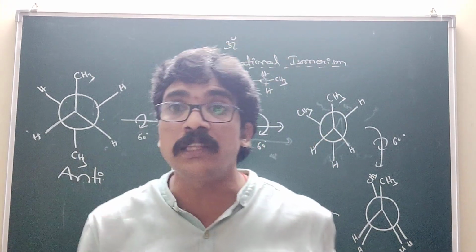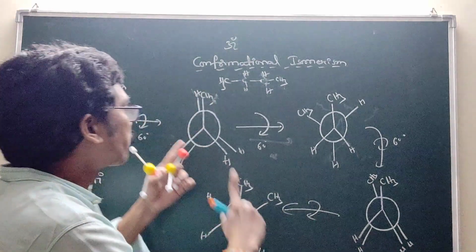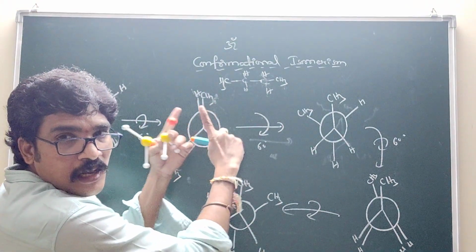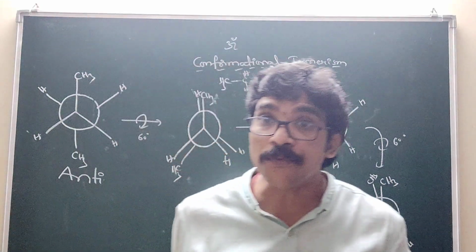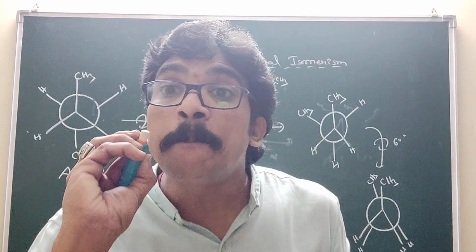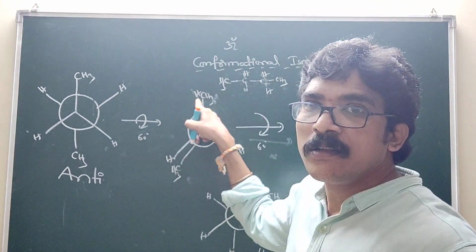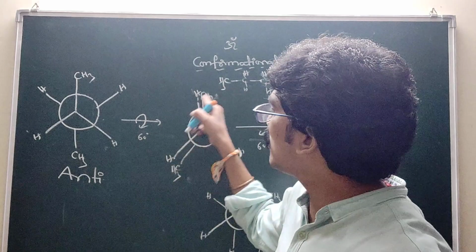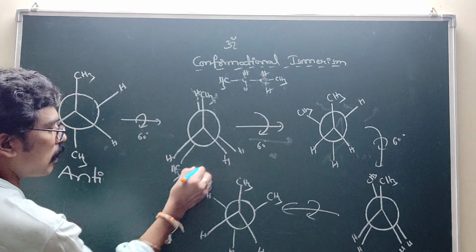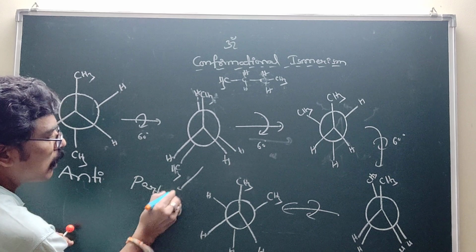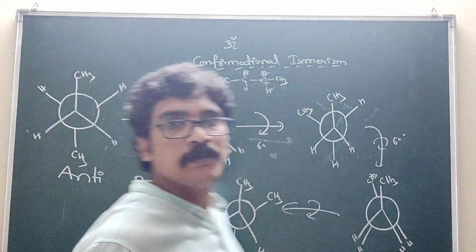We already introduced ethane, where one hydrogen is behind another hydrogen, called eclipsed. But here, very important, methyl and hydrogen are behind. Hydrogen is behind, methyl is behind. So this form is called partially eclipsed, not completely eclipsed, because the hydrogen is behind, not hydrogen behind methyl. This form is called partially eclipsed.